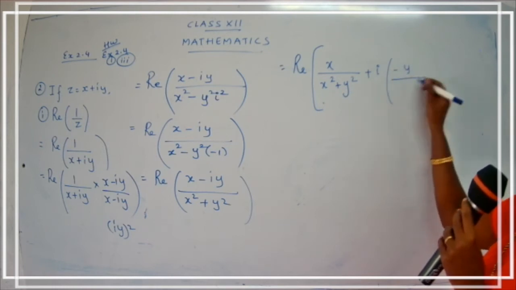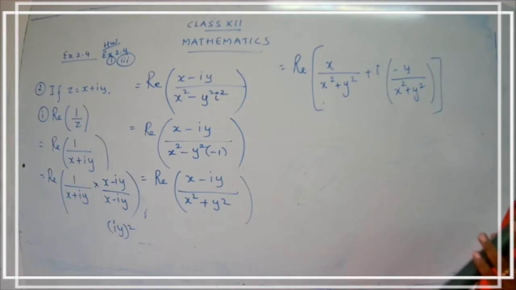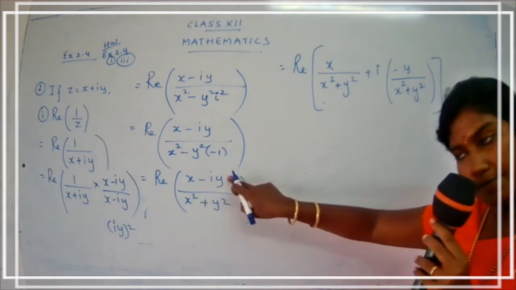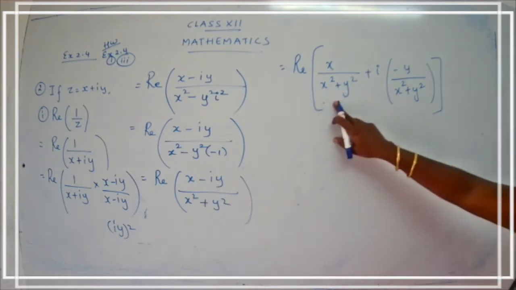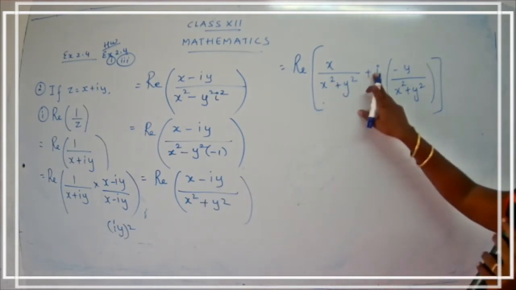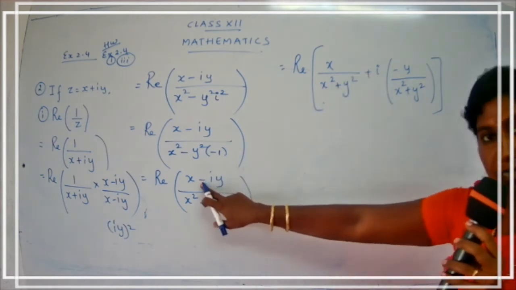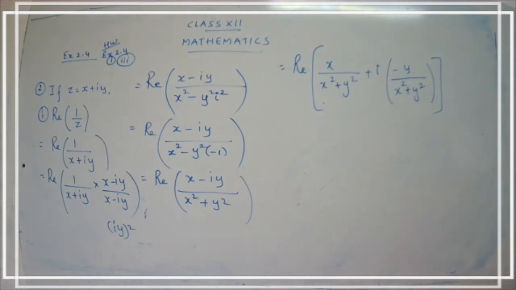Minus y upon x square plus y square. Clear? Are you getting my point? So x square plus y square goes to both the terms, the common denominator, yes, children. So x upon x square plus y square plus, I have taken the main sign as plus. So what is left here? Minus y. So minus y upon x square plus y square.